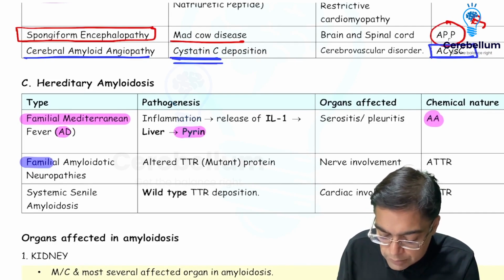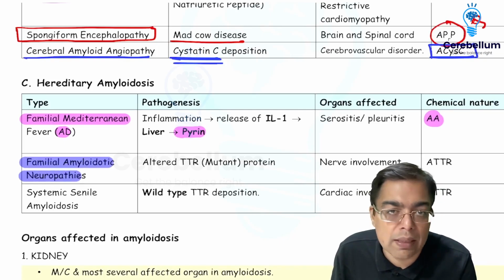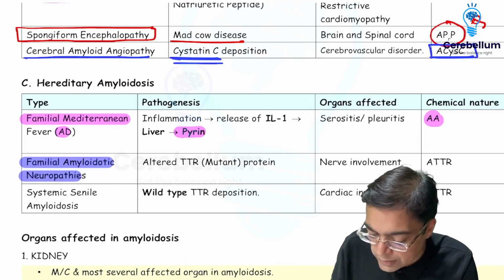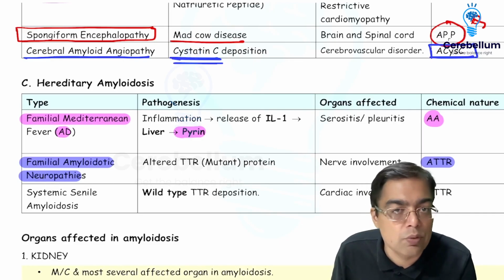Whenever we are talking about familial amyloidotic polyneuropathy, there is a mutant transthyretin protein, because of which the chemical nature of the amyloid over here is ATTR. Neuropathy, so obviously nerves will be affected.